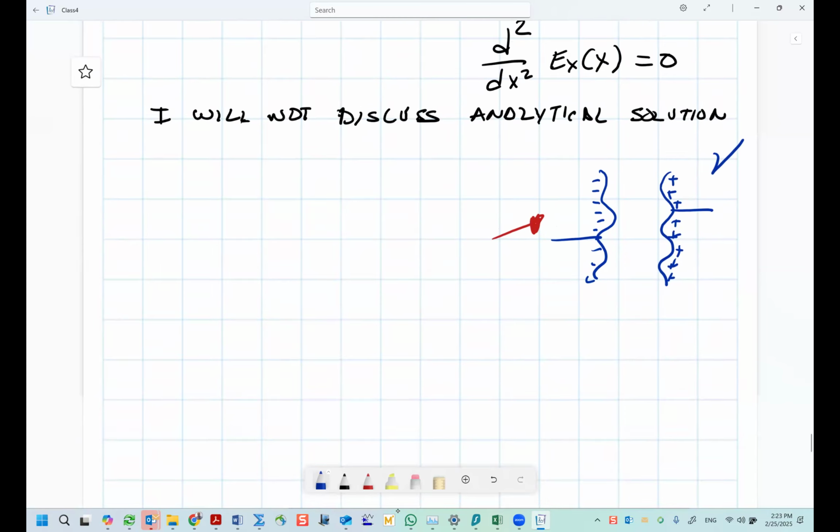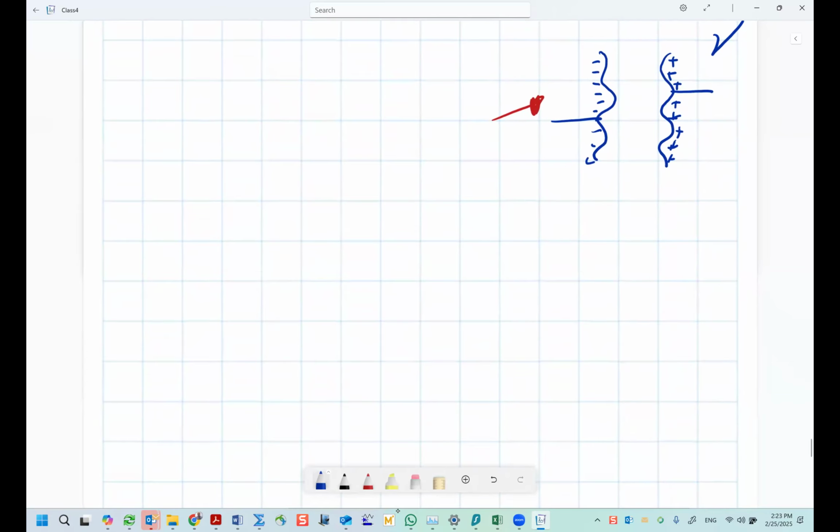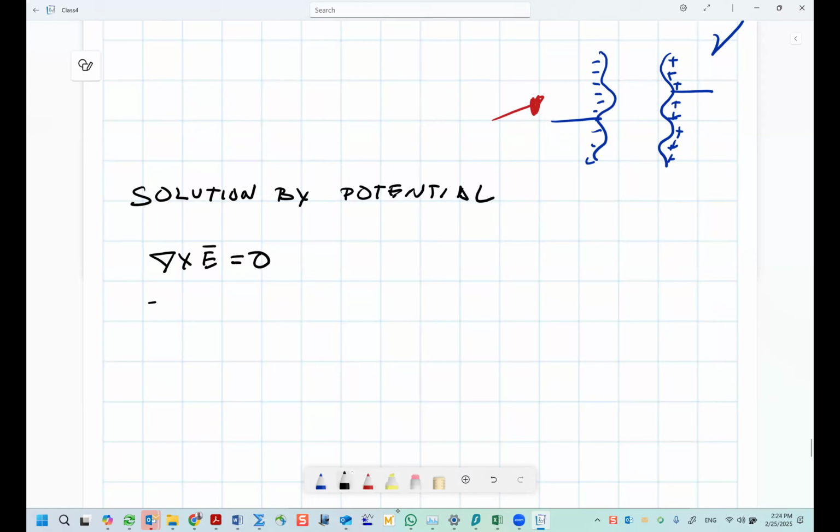The next thing I want to see is the solution of the same problem by potentials. So I have the same problem. The curl of E equals 0. The divergence of D equals rho V, and D equals epsilon E. I have the same problem that I wanted to solve.